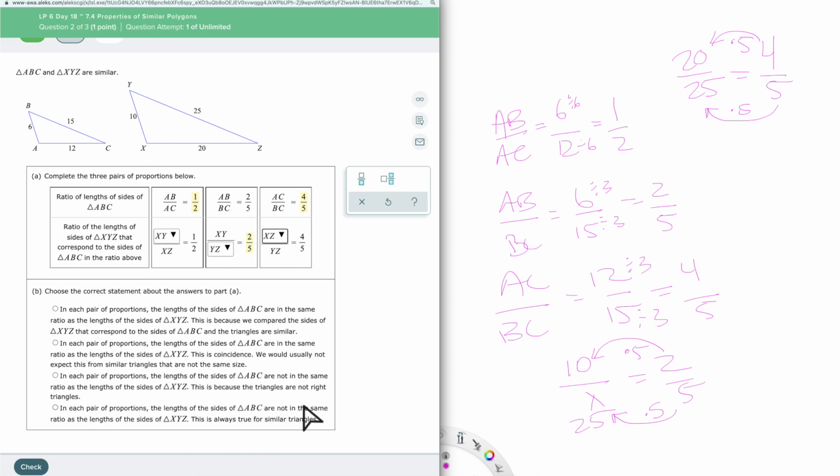So the only one that sounded good to me was that first one. In each pair of proportions, the lengths of the sides of ABC are the same ratios as the lengths of the sides of XYZ. That was true. All the ratios are the same. And this is because we compared the corresponding sides of similar triangles, which is true. However we've dilated them, we've dilated them by the exact same amount for each one. So the ratio should stay the same. It shouldn't change.